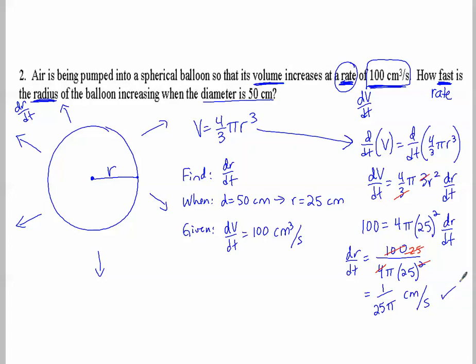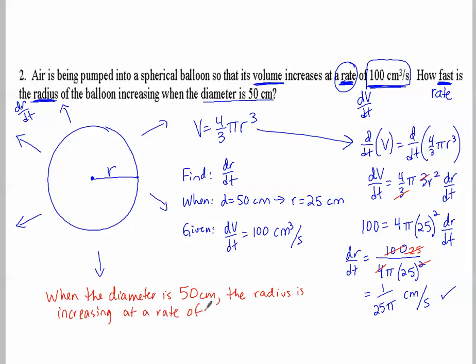There's an answer, but remember, when words are the question, words are the answer. So how fast is the radius of the balloon changing? Increasing when the diameter is 50 centimeters. When the diameter is 50 centimeters, the radius is increasing at a rate of 1 over 25 pi centimeters per second, or type it in your calculator and get an answer with a decimal. Either way is good.